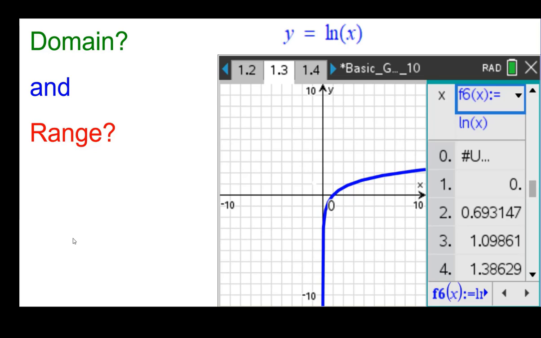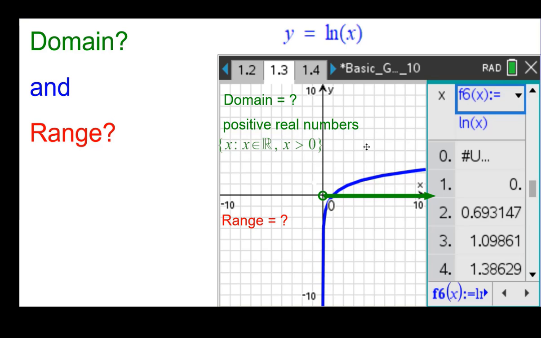Domain and range. So we have the graph and the table here, and you'll notice at 0 this is undefined. The U is for undefined. So the domain is not including 0, but everything to the right of it has a point above or below it. So that would be the positive real numbers, and we show that as the set of all x such that x is real and x is strictly greater than 0. The range, well, we'll notice from the y's that it has all x's to the right of it, so it is all real numbers.